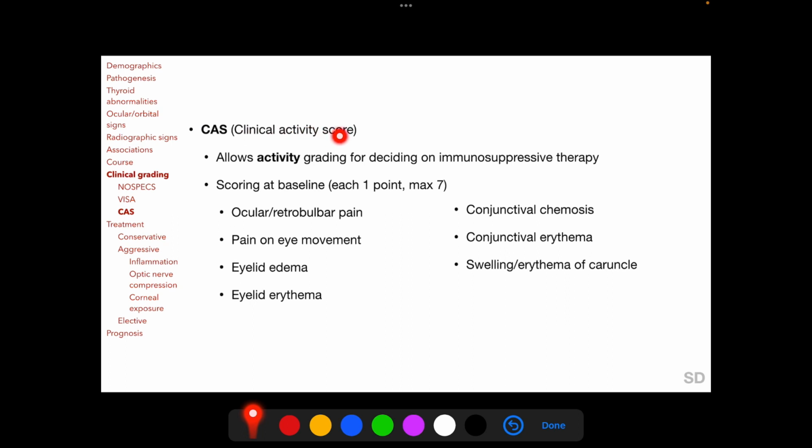Clinical activity scoring system or the CAS system allows only activity grading, which is required for deciding on immunosuppressive therapy, and on presentation or baseline 7 criteria are scored like the VISA system, except that here pain on eye movement is included but diurnal variation is not. But unlike the VISA system, each of these 7 criteria get 1 point each.